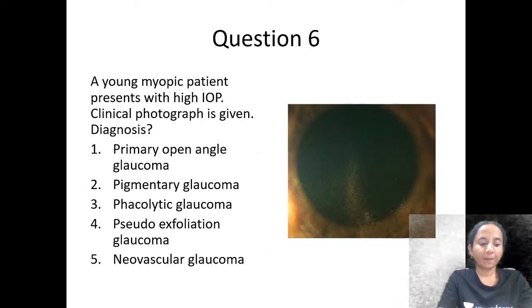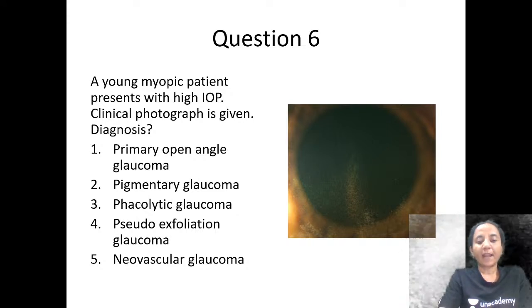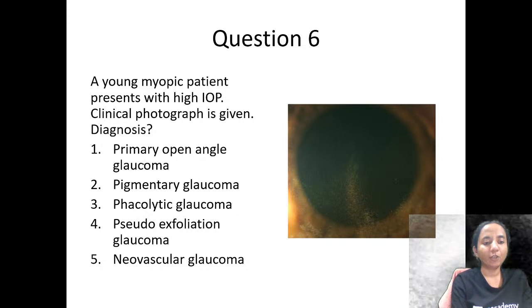A young myopic patient presents with high intraocular pressure and the clinical photograph is given to us. Now, what is the diagnosis? What are we going to call this? Primary open angle glaucoma, pigmentary glaucoma, phacolytic glaucoma, PXF glaucoma, neovascular glaucoma. What are we going to call this? Okay, so this is also slightly new. This is called pigmentary glaucoma.